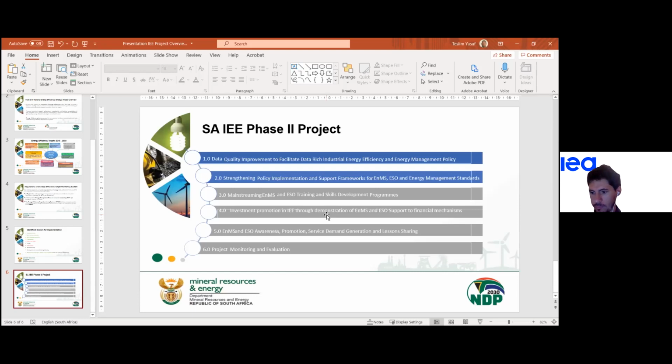And then secondly, we're looking at strengthening policy implementation and supporting your frameworks for your energy management systems and your energy system optimization. The other 4 components are jointly managed, but led by the NCPC, and SENEDI takes part in some of those areas. So that's just a quick overview of what the project entails, and you could see that it's going to be very data intensive. Over to you, Hugo.